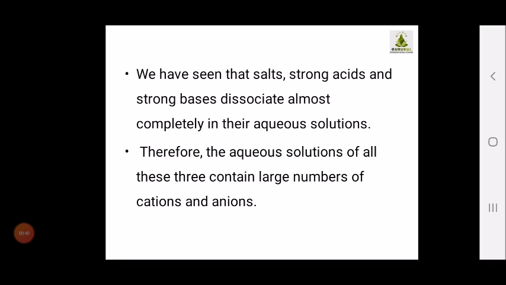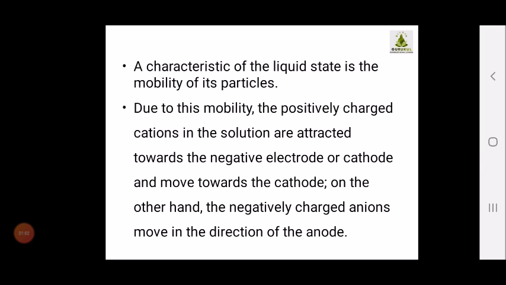Now we have seen that salts, strong acids and strong bases dissociate almost completely in their aqueous solutions. This you have already studied in the classification of acids, bases and alkalis. Therefore, the aqueous solutions of all these three contain large numbers of cations and anions. A characteristic of the liquid state is the mobility of its particles. Due to this mobility, the positively charged cations in the solution are attracted towards the negative electrode, the cathode, and move towards the cathode.